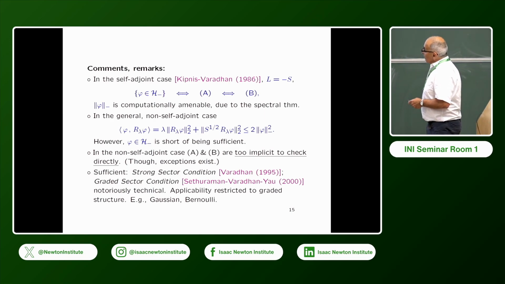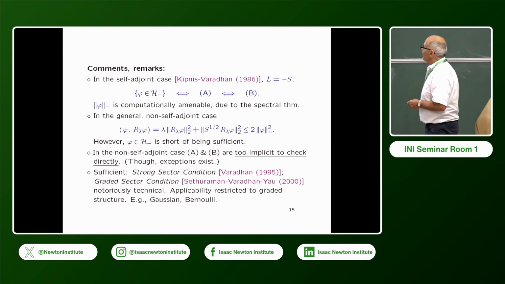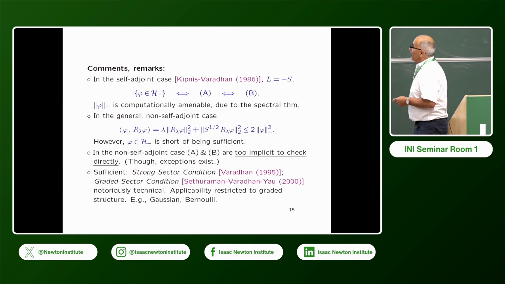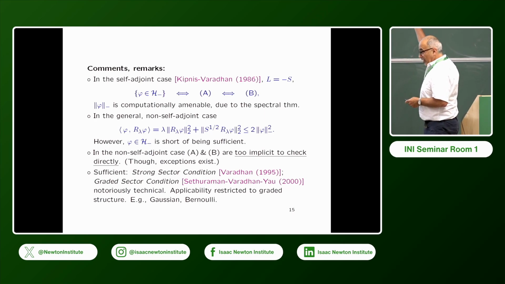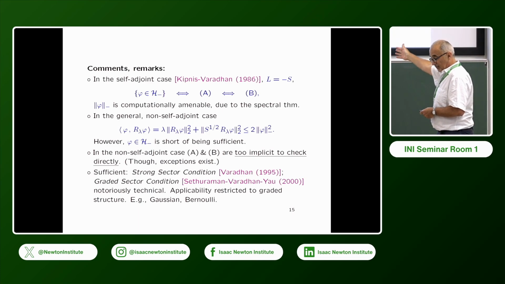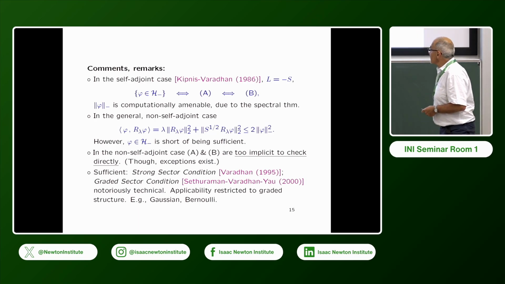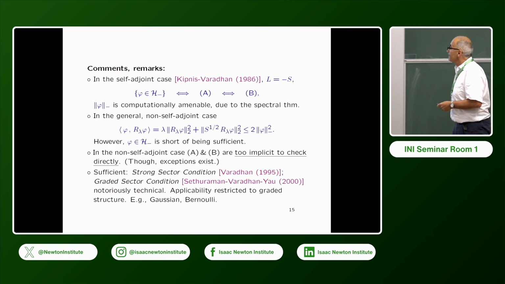Now, another comment is that these conditions I showed you are very implicit. They are not checkable in general, right? Though exceptions exist, because in that paper of mine exactly 40 years ago, I had a non-reversible random walk in random environment problem, for which I wanted to prove the central limit theorem, and I was able to explicitly check those conditions, but that's an exception. Usually it's not possible.